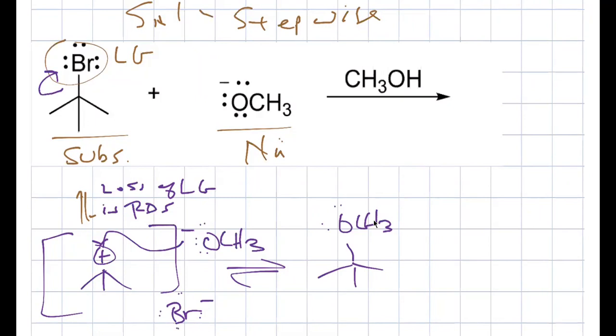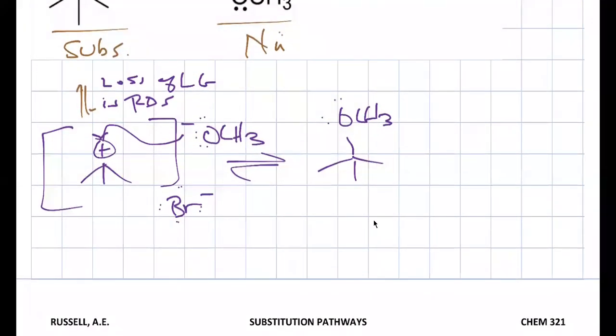And so the leaving group, if it's better or worse, is going to affect the rate. Also, the carbocation that you make is going to affect the rate. This is very important: it needs to be a highly stable carbocation.